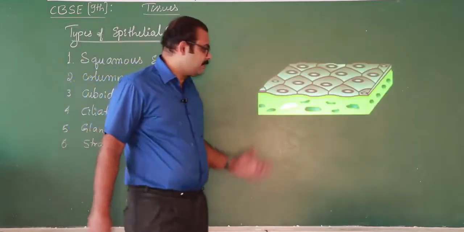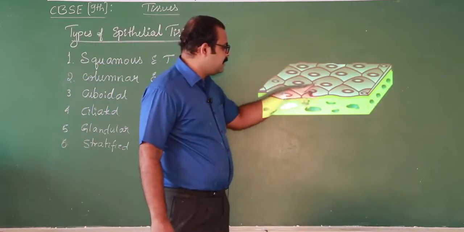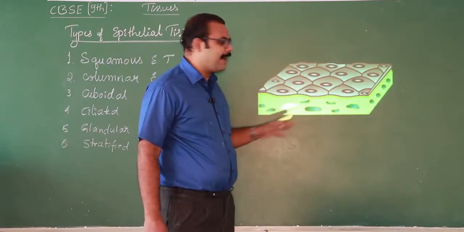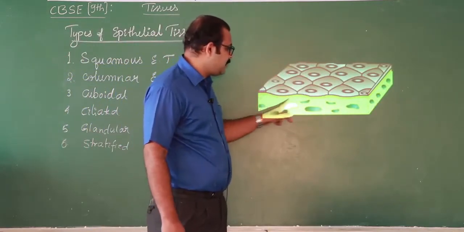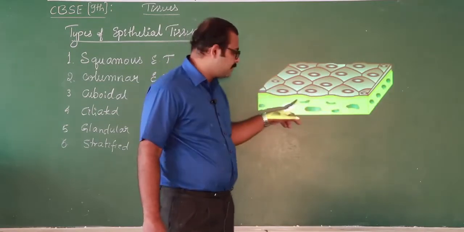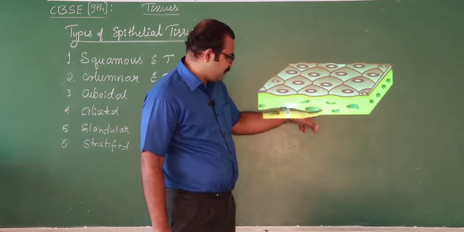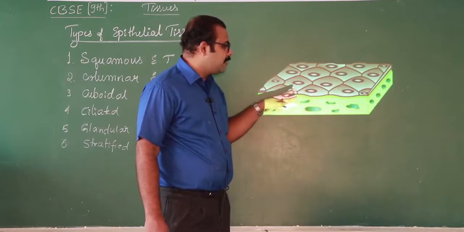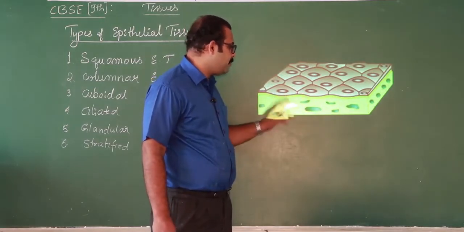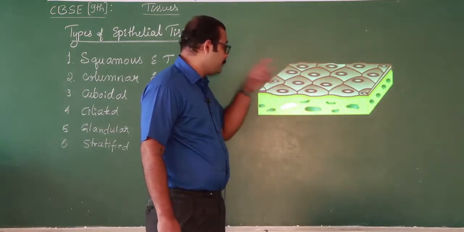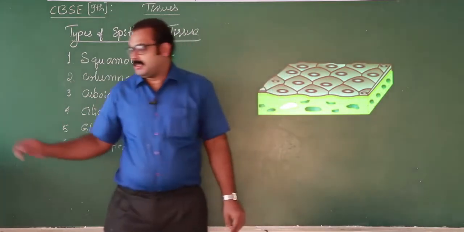So now you can see this very clearly. These are the cells. See that they are closely, compactly arranged and they rest on the basement membrane. So this yellow color part is the basement membrane. Over that you will find epithelial cells.